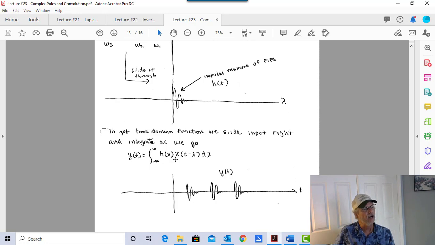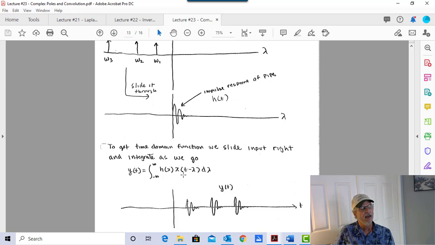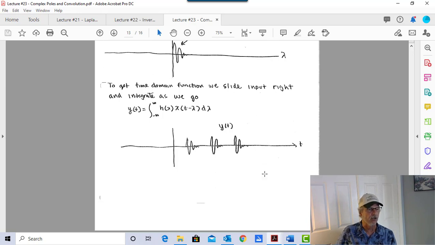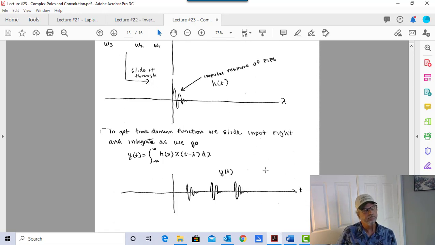So here's our convolution integral. H of lambda is the impulse response. It's just sitting still on the lambda axis. X of t minus lambda is our whacks, and they are sliding past here as I change t. And the result of the convolution, well, whack 1 went through about this much time after 0. Hey, there's the result of whack 1. Here's the result of whack 2. And here is the result of whack 3.